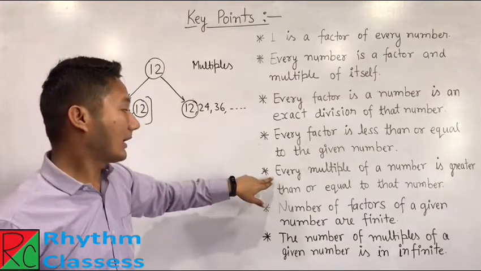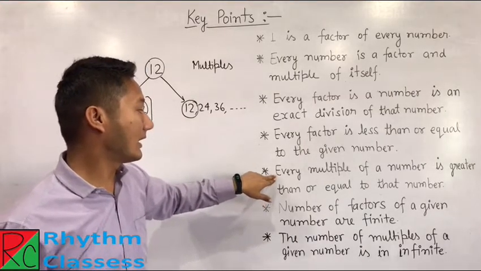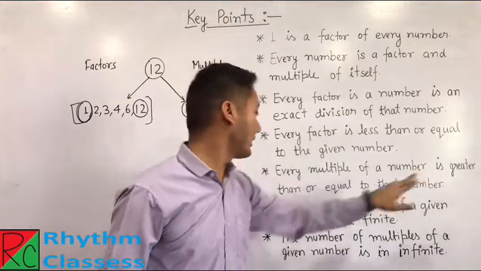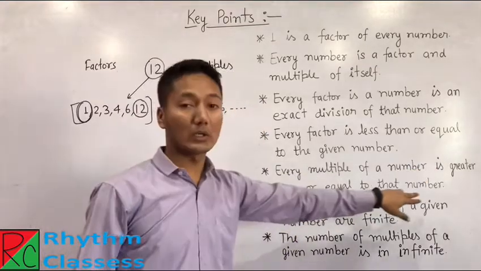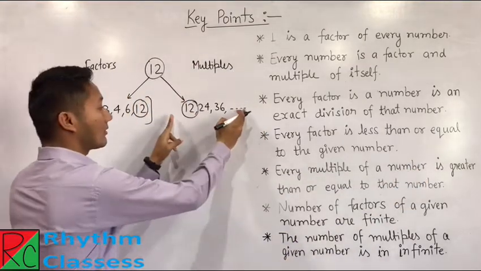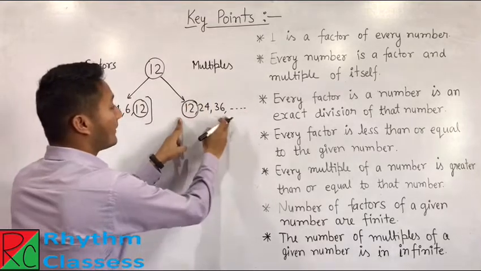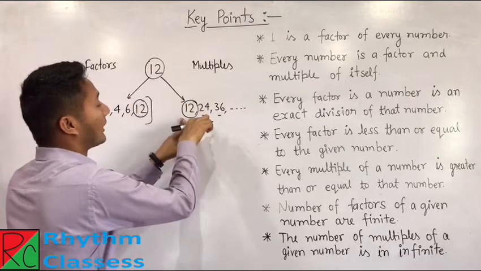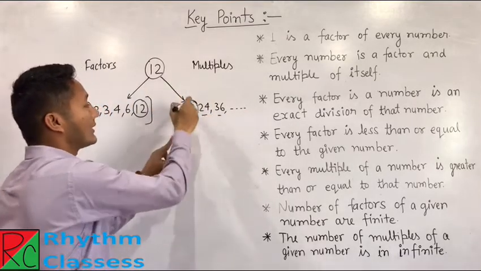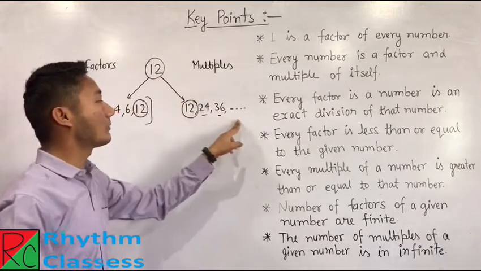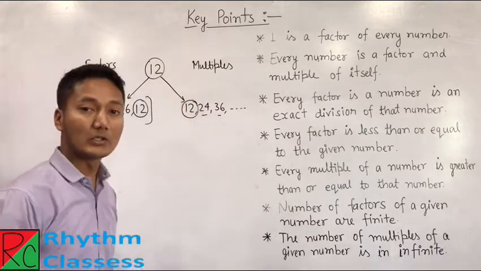Okay. But in the case of multiples, we can say every multiple of a number is greater than or equal to that number. That means in the case of multiples of 12, the first multiple is equal to 12 and the rest of the multiples are greater than 12.